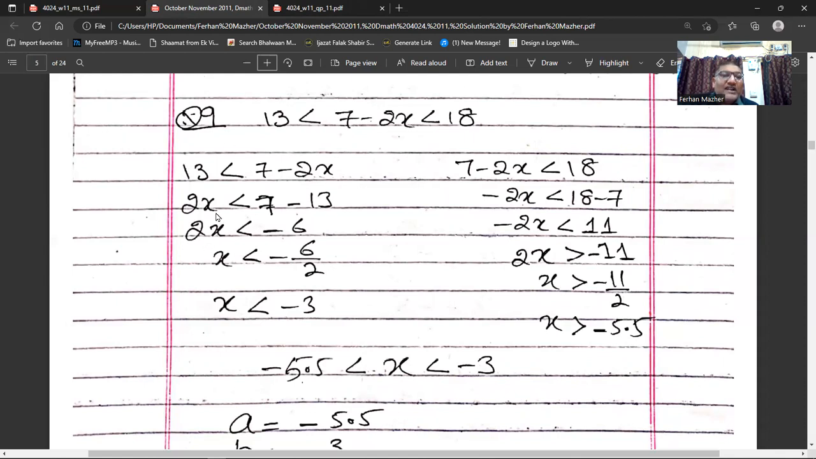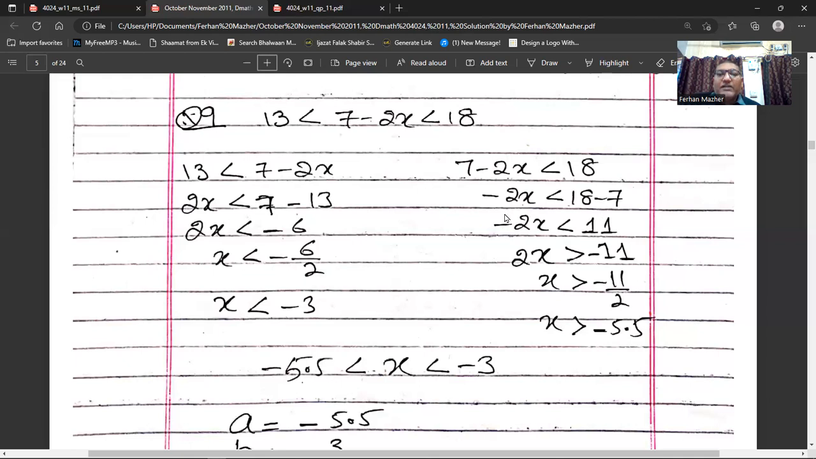So you will have 2x is less than 7 minus 13, so 2x is less than minus 6. So x is less than minus 6 by 2. This 2 has gone to the other side, it is dividing there. So x will be less than minus 3. Here, we will have 7 minus 2x is less than 18. So minus 2x is less than 18 minus 7, so minus 2x is less than 11.